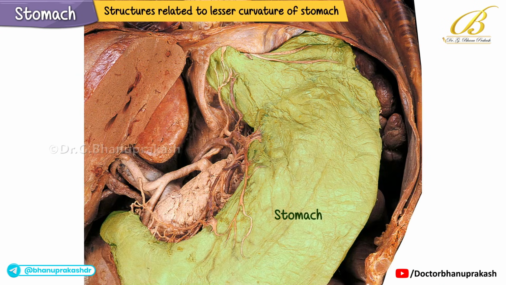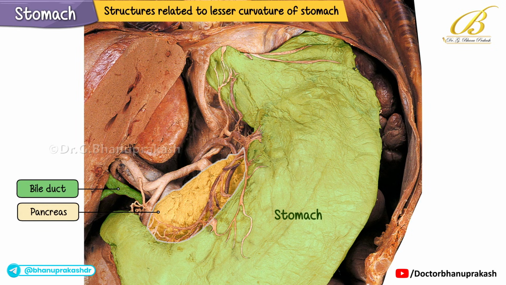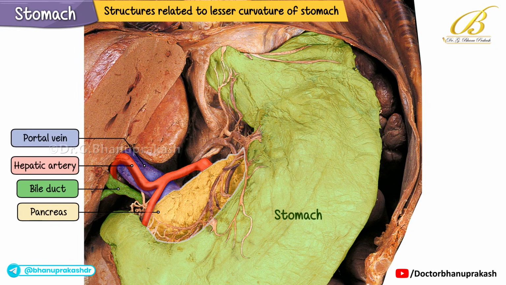This image displays the structures related to the lesser curvature of the stomach. Posterior to the stomach lies the pancreas, forming an important relation on its back surface. After removing the left lobe of the liver, we can observe the bile duct, the proper hepatic artery, and the portal vein, all enclosed within the free border of the lesser omentum.